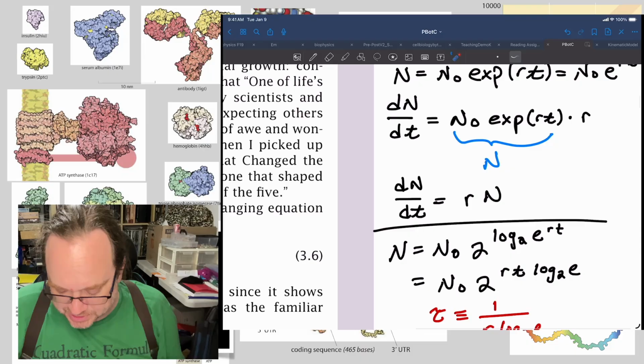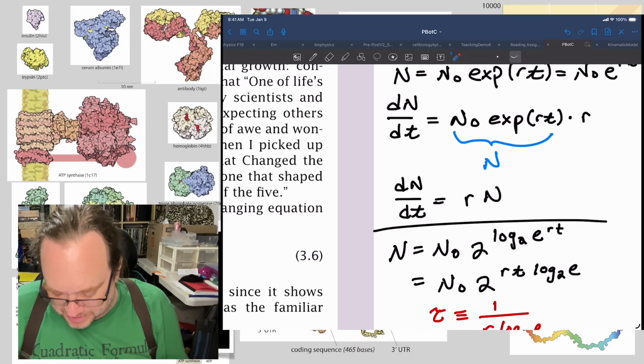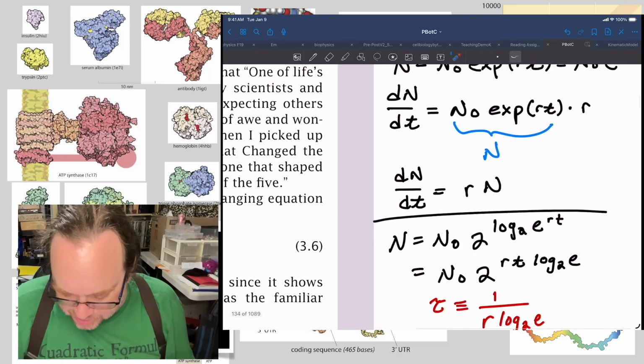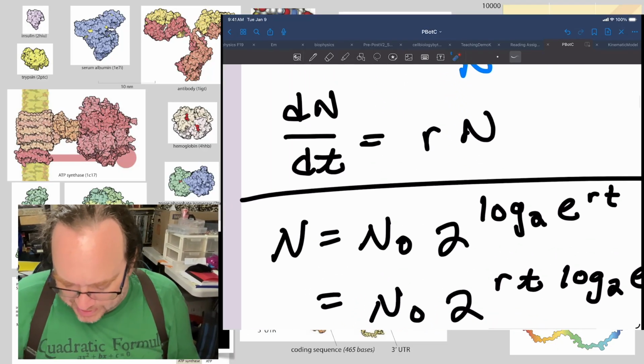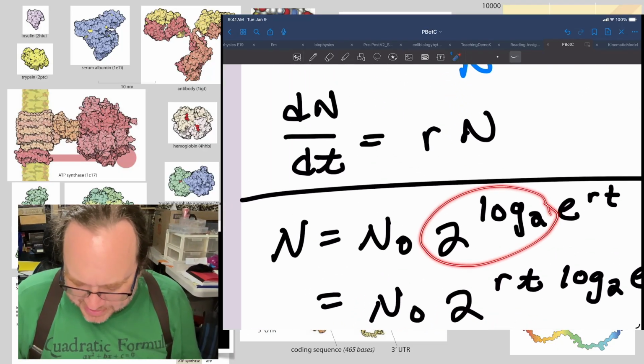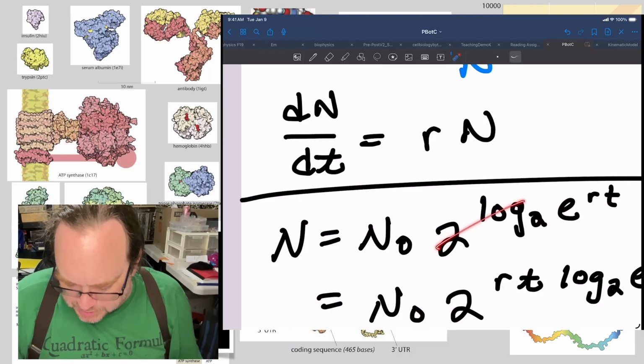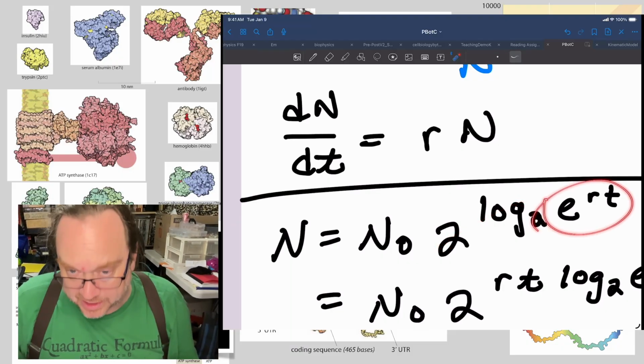We simply manipulate the original equation that we had, which is n naught e to the rt, to be in terms of 2. So how do I do that? Well, if I were to simplify this, 2 to the log base 2 would just go away, leaving me with e to the rt.